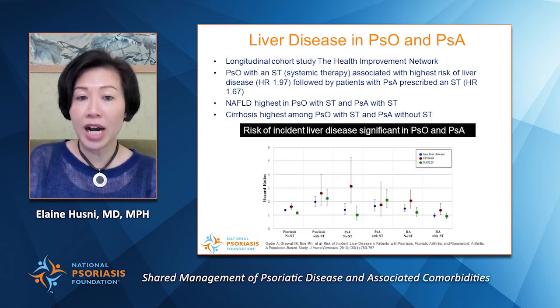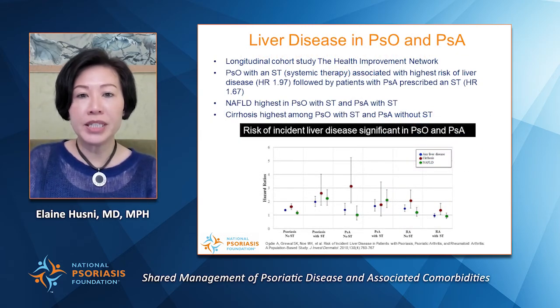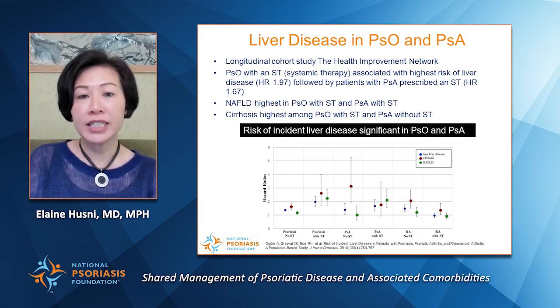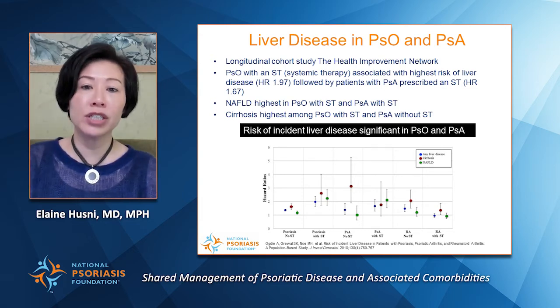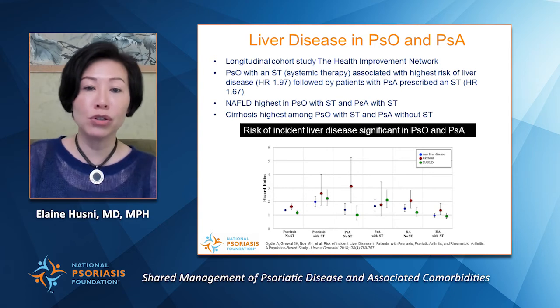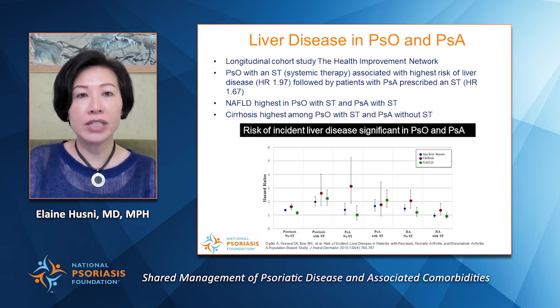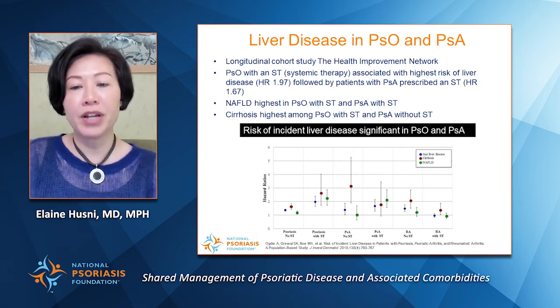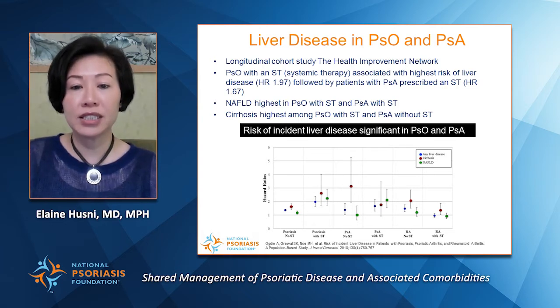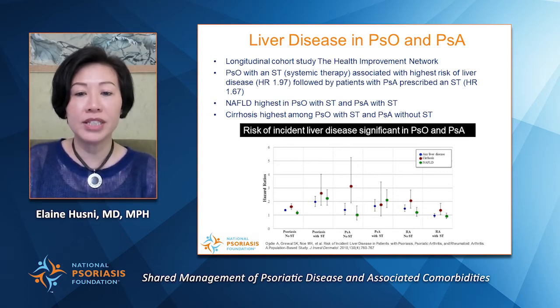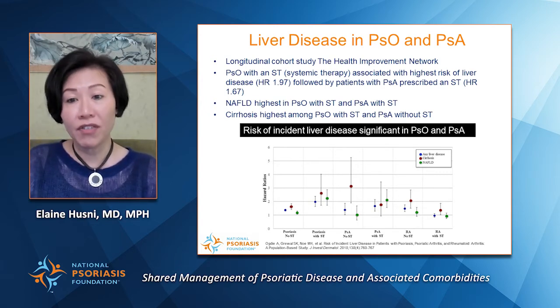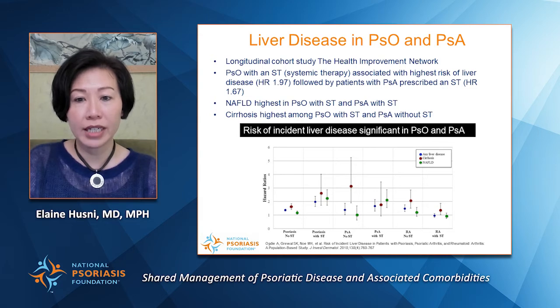And quite honestly, I have not been screening as much for this. Here's a particularly interesting, more recent study, a longitudinal cohort looking at psoriasis and systemic therapy, and also showing once again that fatty liver is highest in psoriasis patients on systemic therapy, as well as psoriatic arthritis patients on systemic therapy. So what they found is the risk of incident liver disease is quite significant in psoriasis and psoriatic arthritis.